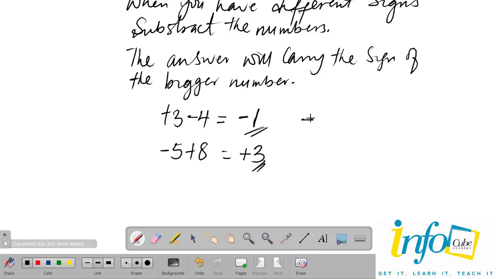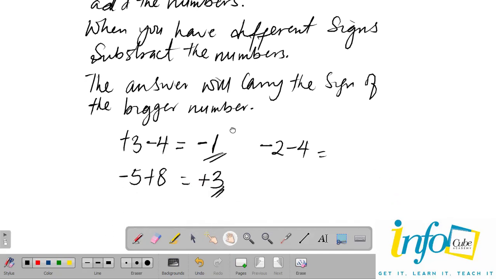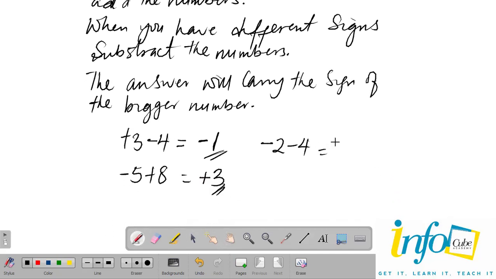And what if I have minus 2 minus 4? Because they are the same sign, I will do what? I will add. Remember what it says, when you have the same signs, add the numbers. So 2 plus 4 is what? 6. Now the bigger number there is 4. What sign does it have? Minus. I will put the minus here. And what if you have plus 2 plus 3? This one is very easy. They are the same sign, so you add. The bigger number has plus, so you put the plus here.